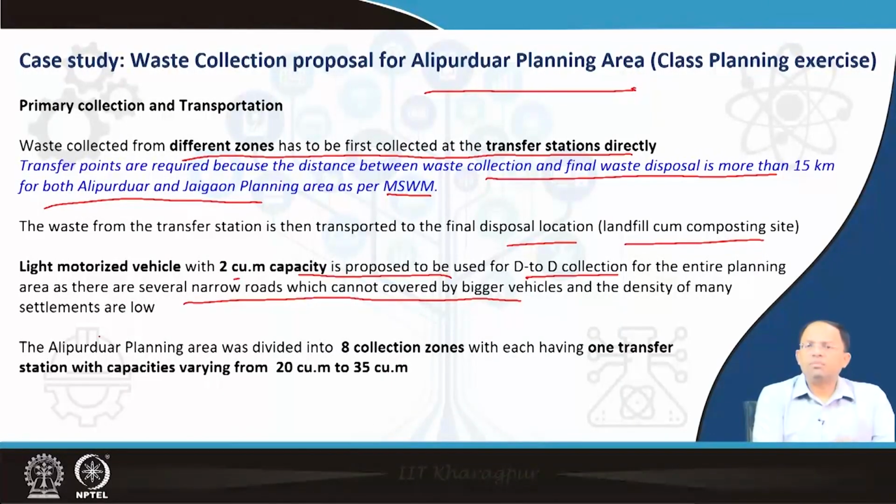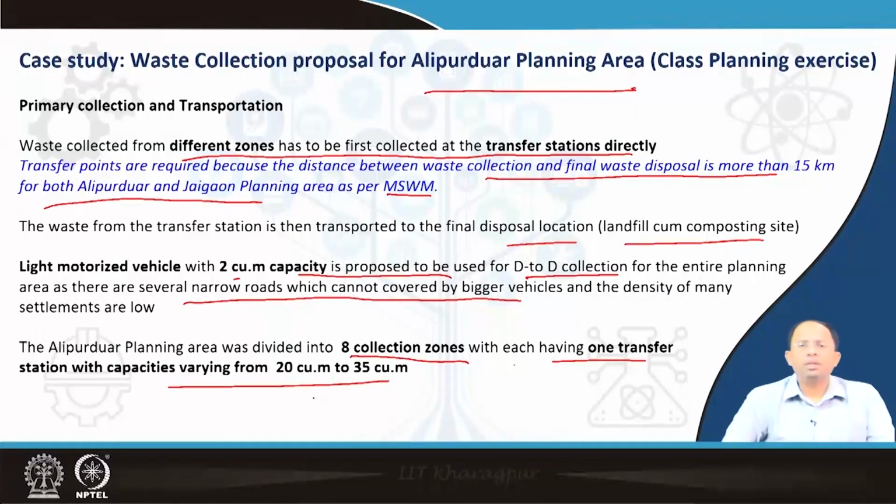And the density of many settlements is also low, so there is no need for using handcarts or push carts. Instead, it's better to use LCVs because it's a low density area. At the same time, the roads are not that wide, so that's why it's better to use LCVs, which are smaller vehicles but can also travel a significant distance. So the planning area is divided into 8 collection zones, with each having one transfer station with capacities varying from 20 cubic meter to 35 cubic meter.